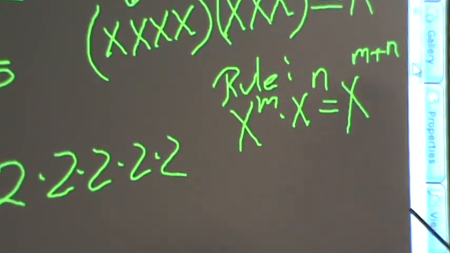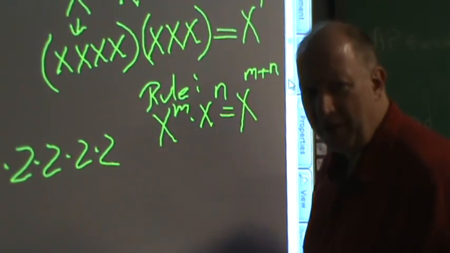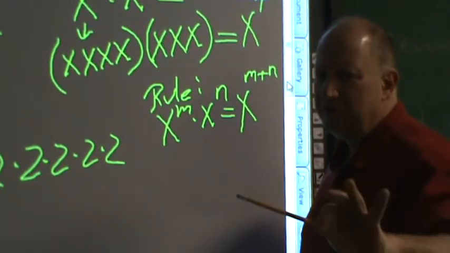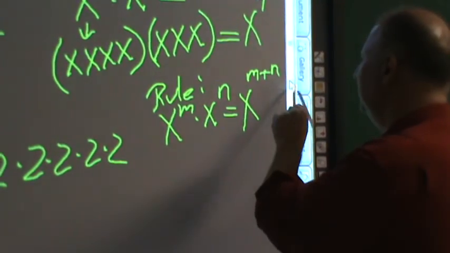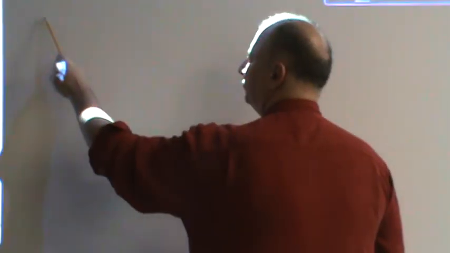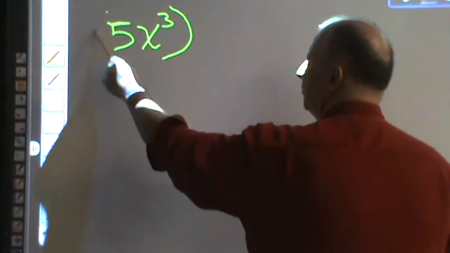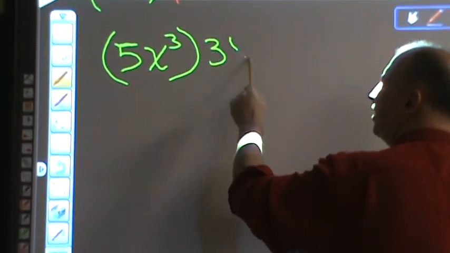Now, what I'm going to do right now is just do 2 or 3 additional problems just to show you, because all of these are not this clean, because you get things that look a little different. Let's say I gave you 5x to the 3rd times 3x to the 5th.